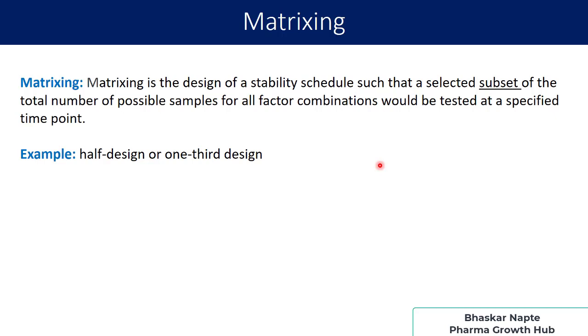The one third means what? Out of three samples, one sample will be omitted. So if there are 48 samples to be tested, how many samples can you omit? 16 samples can be omitted, right? Out of the 48 samples, one third of 48 becomes 16 and the 16 samples can be omitted. You only need to test 32 samples. That is the matrixing.